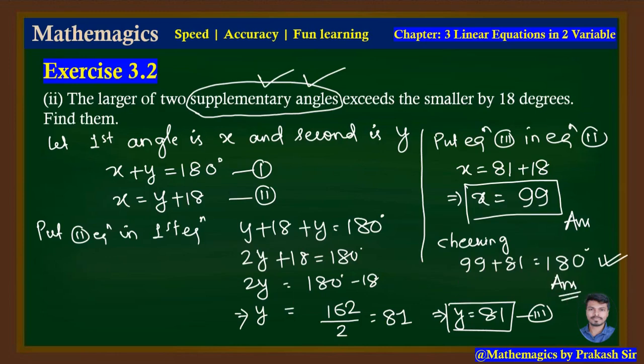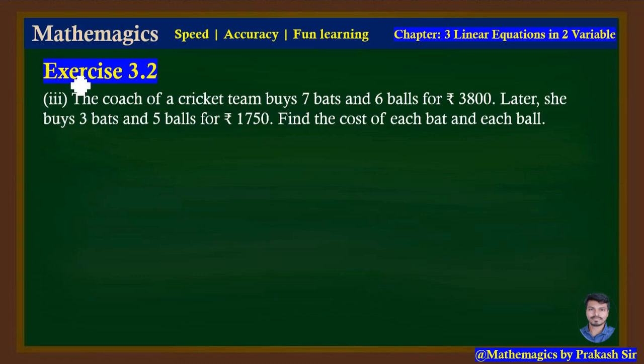Now, some more questions are there. Third question: The coach of a cricket team buys 7 bats and 6 balls for rupees 3,800. Later, she buys 3 bats and 5 balls for rupees 1,750. Find the cost of each bat and each ball. It means obviously we will be taking the cost of each bat and each ball.